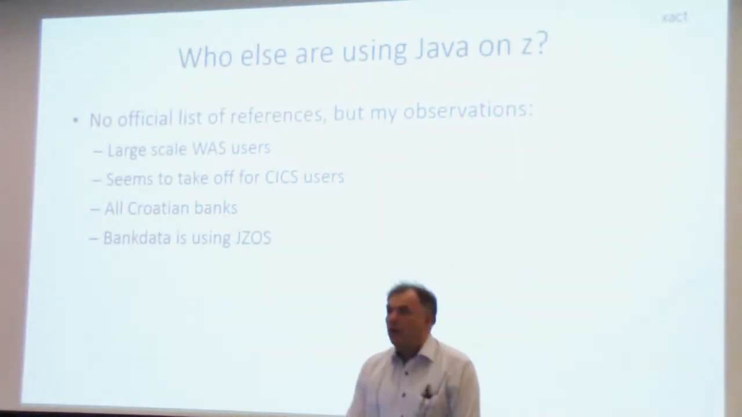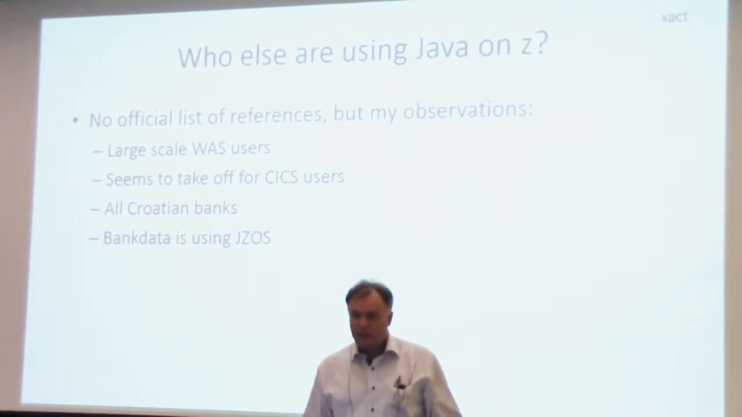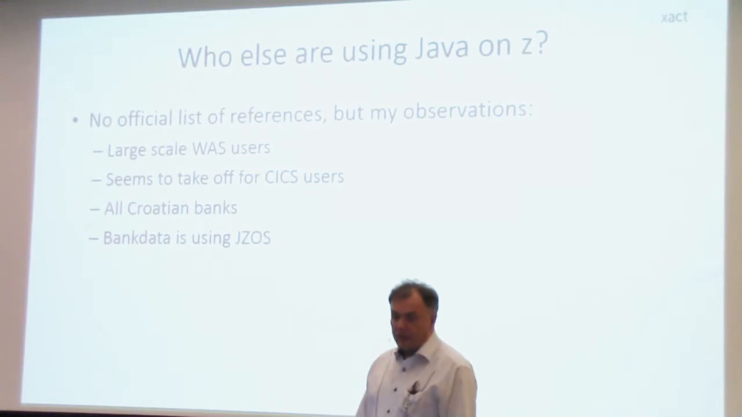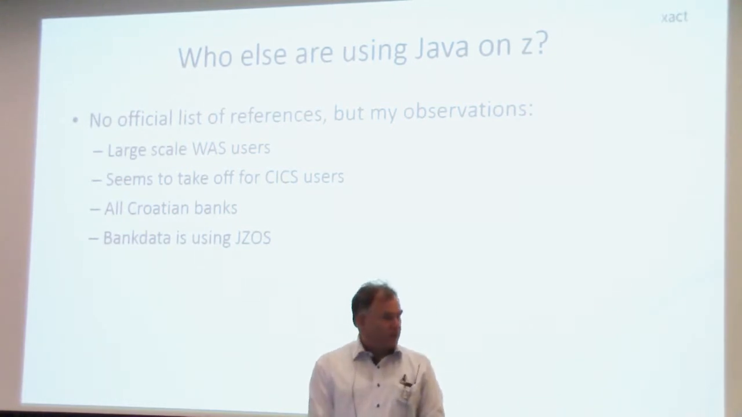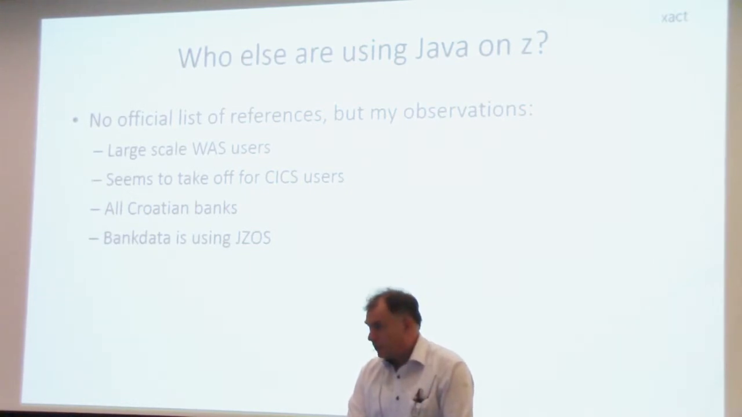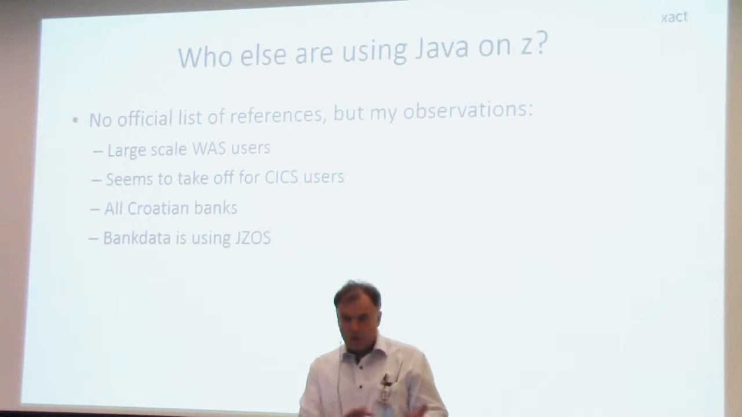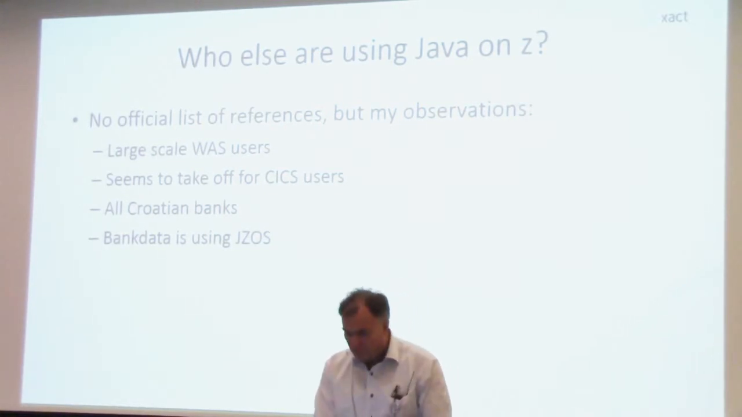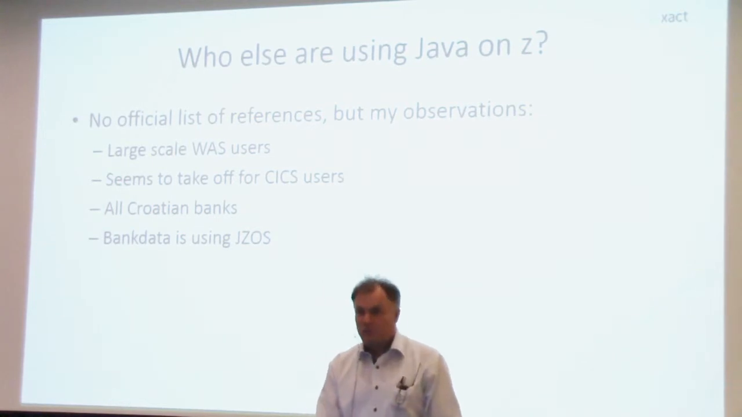I was asked the question, who else is using Java on the mainframe? And I can't give you that answer. I'm not an IBMer. I don't have an official reference list, and if IBM has one, they're sitting very tight on it. But what I see out there is large-scale WebSphere users. It seems to take off for CICS users now, running in the JVM server version or the Liberty Profile version. And for historical reasons, all Croatian banks. Also, I was told a couple of days ago that Bankdata is using Java batch.